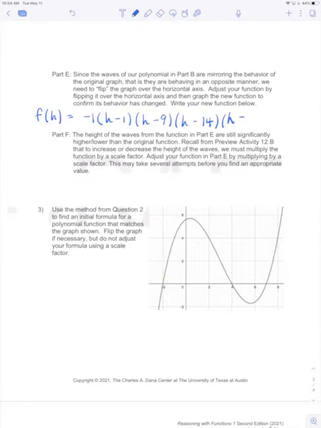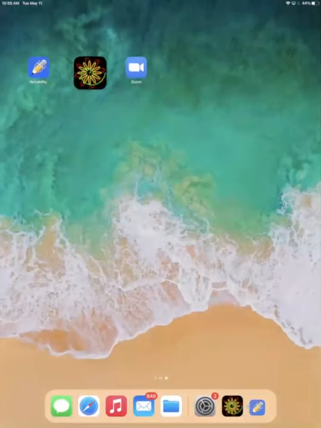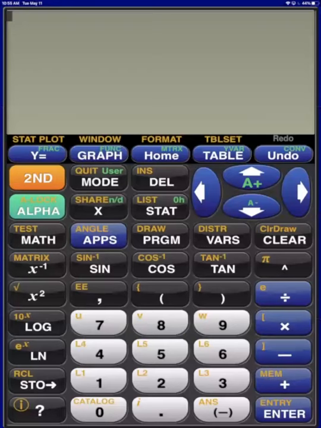Part F. The height of the waves from the function in part E are still significantly higher or lower than the original function. Recall from preview activity 12b that to increase or decrease the height of the waves, we must multiply the function by a scale factor. Adjust your function in part E by multiplying by a scale factor. This may take several attempts before you find an appropriate value. I'm just going to go back to the calculator and go to the y equals screen.